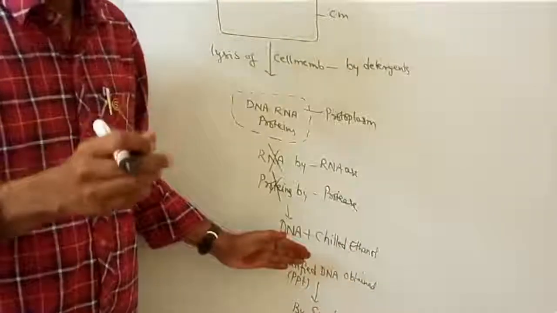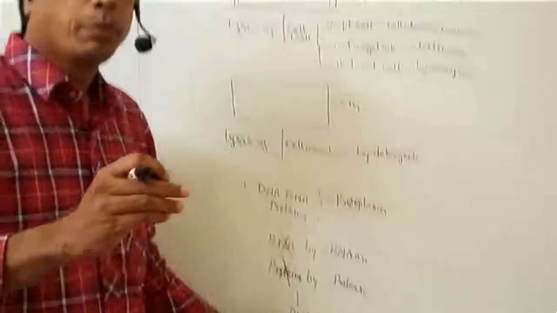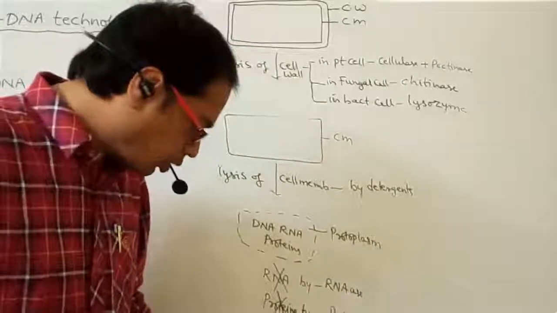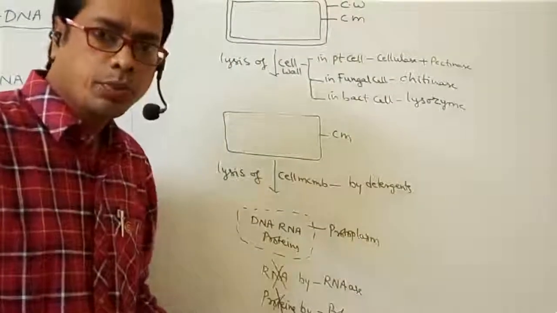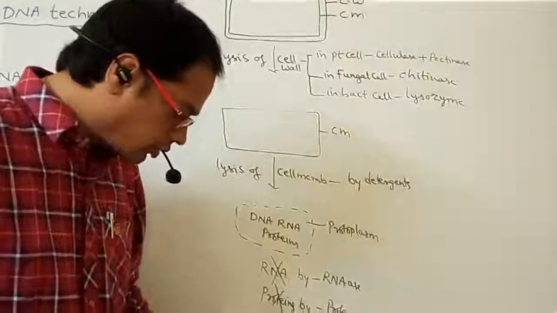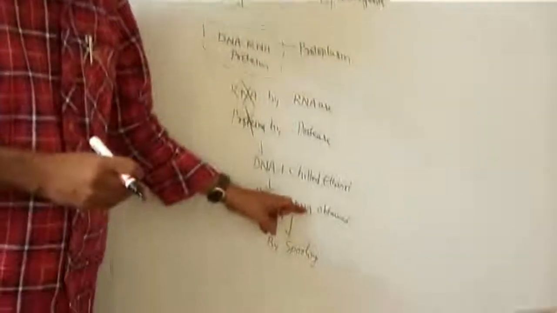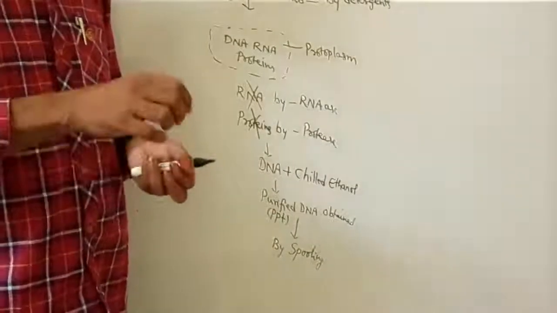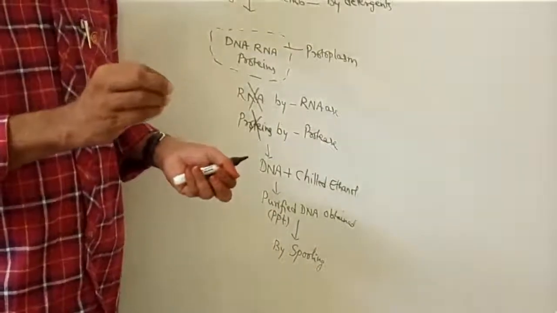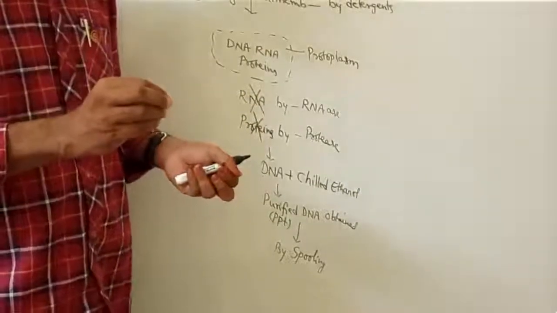That purified DNA is also called precipitated DNA. Purified DNA is obtained by adding chilled ethanol. This can be done in the test tube. In the test tube, this DNA will appear in fine thread-like structures in the suspension.